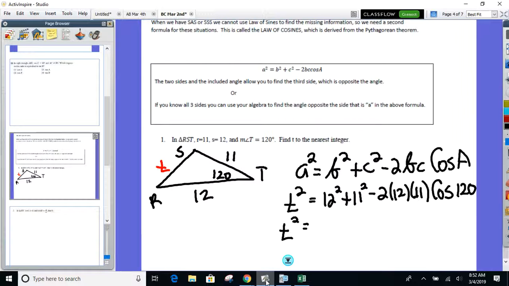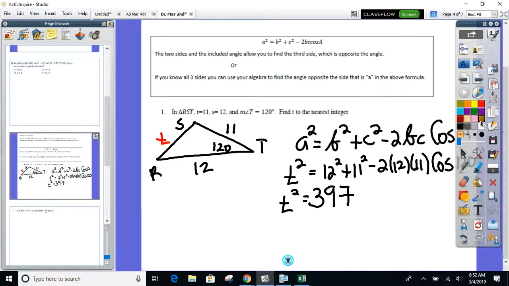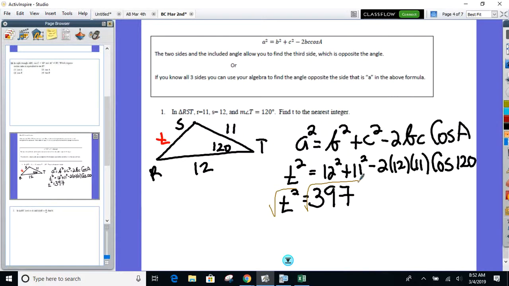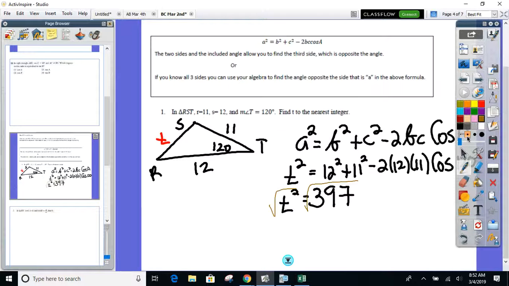Why is 397 not my side length? Because it's equal to t squared. That's my t squared value, 397. And then if I wanted the value of t, the last step, do what on both sides? Square root both sides, and then round to what it's asking, which in our case is the nearest integer.